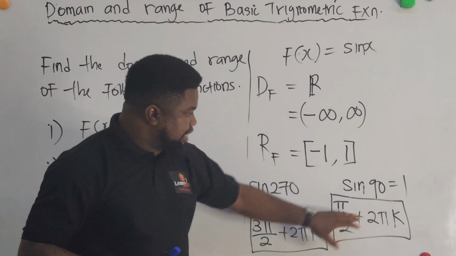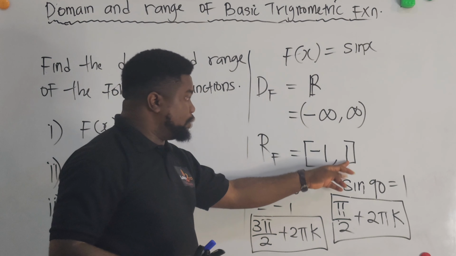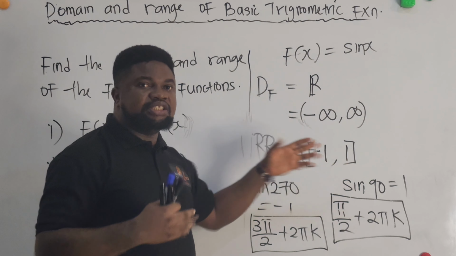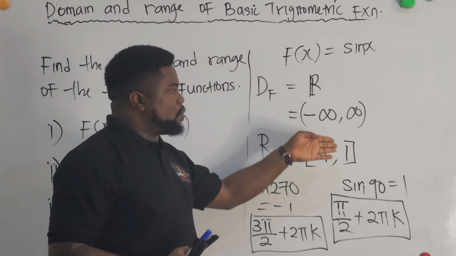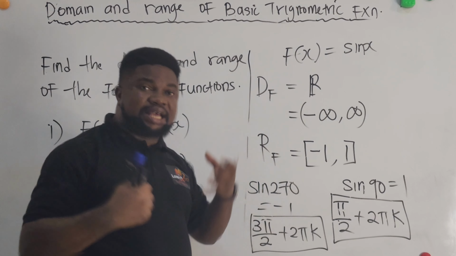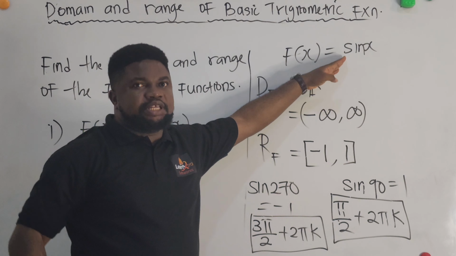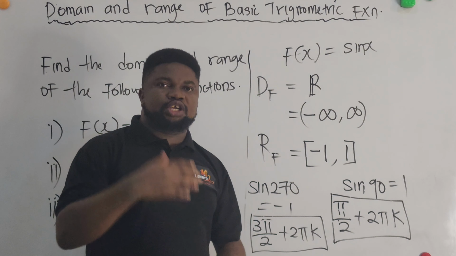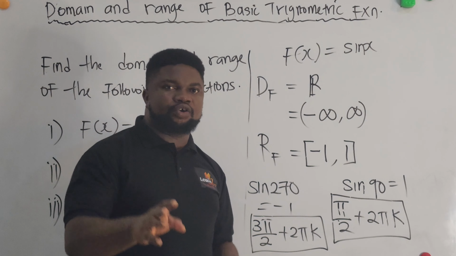But from these 2 things, everything you'll get must be in between -1 and 1. That's why we say the range of sine x is from -1 down to 1. It can't go above 1. You can never get an answer from the sine function that will give you 2. Please take notes. Quickly, let's look into the cos function, the domain and range for cos.